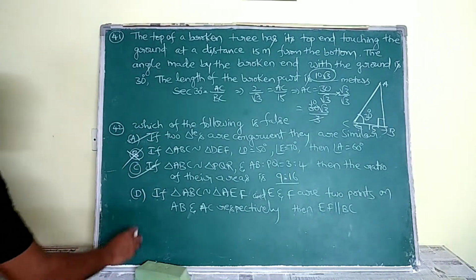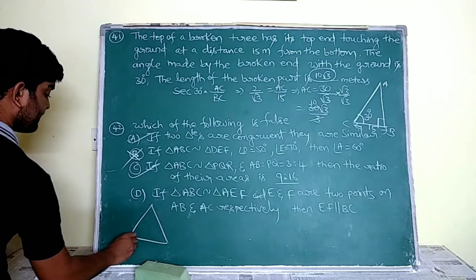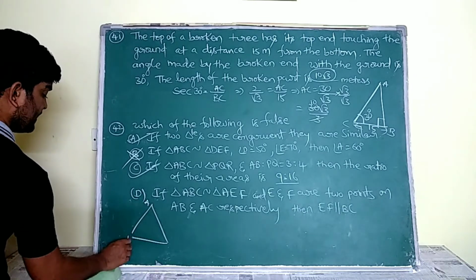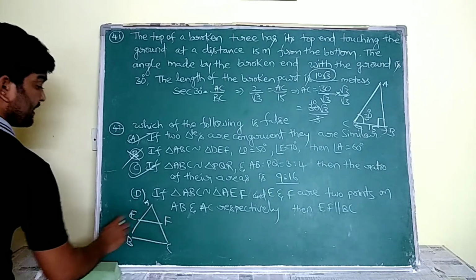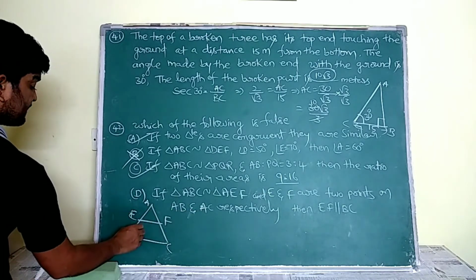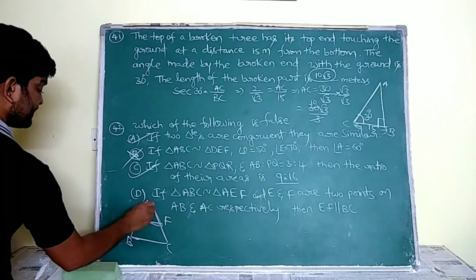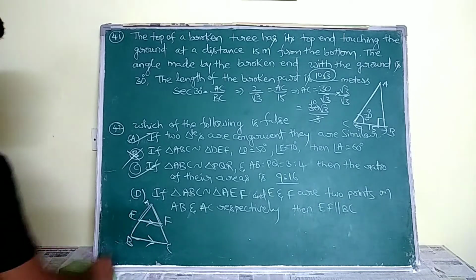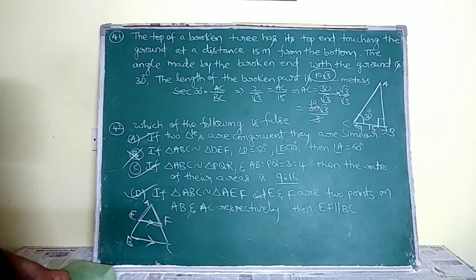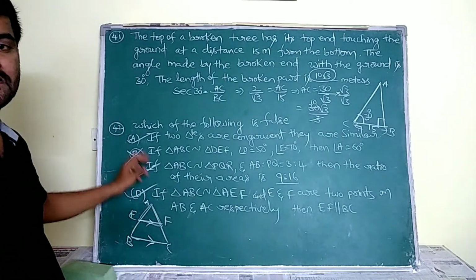See, here he is saying that in triangle ABC, E and F are points on AB and AC respectively. And this triangle AEF is similar to ABC. So these two are definitely parallel. So this is also right. So the false statement is this B1.